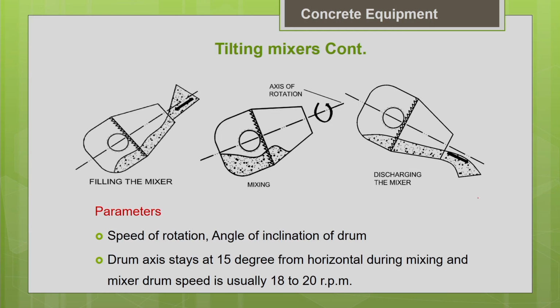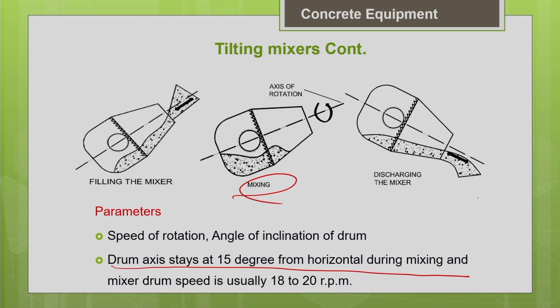So basically, based upon the studies, they have found that the drum axis should stay at 15 degrees from the horizontal during the mixing. Okay, so that is the desired angle of inclination with respect to horizontal during the mixing of your concrete.